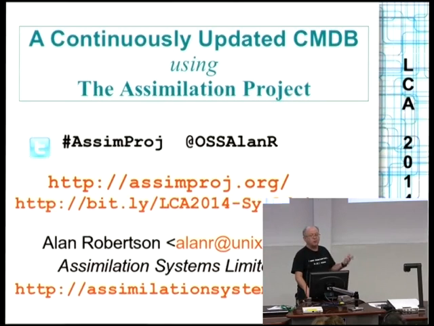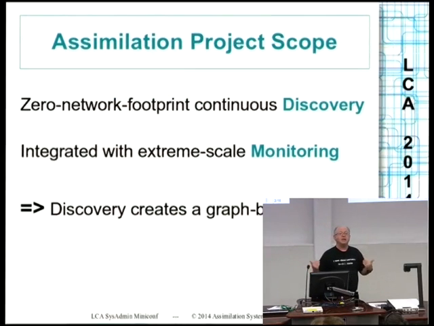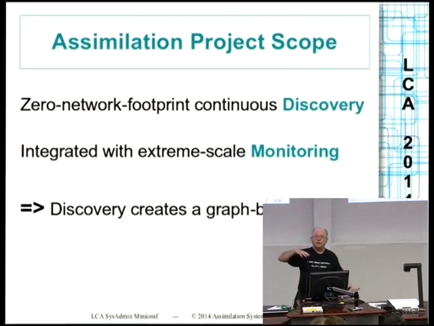The Assimilation Project is a project which does discovery and monitoring together. It does the discovery to create a CMDB, and the interesting thing about the discovery is that it doesn't have any network footprint, so it doesn't port scan and it doesn't ping. And the monitoring, which is integrated together with the discovery, is extreme scale. By that I mean hundreds of thousands of servers and up. On one server, perhaps your laptop, you might want a lot of RAM, maybe a lot of disk to keep track of all the data, but processing power is not going to take a lot.